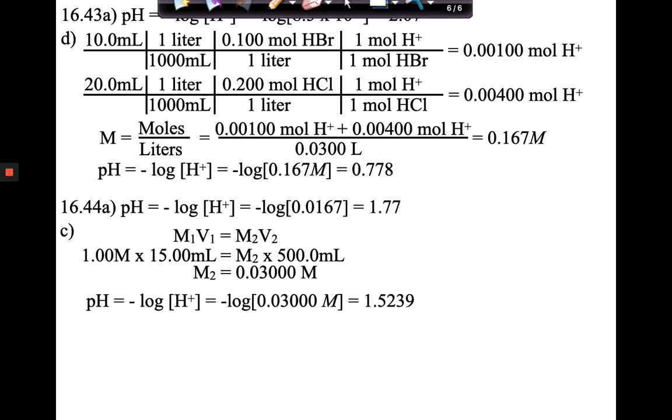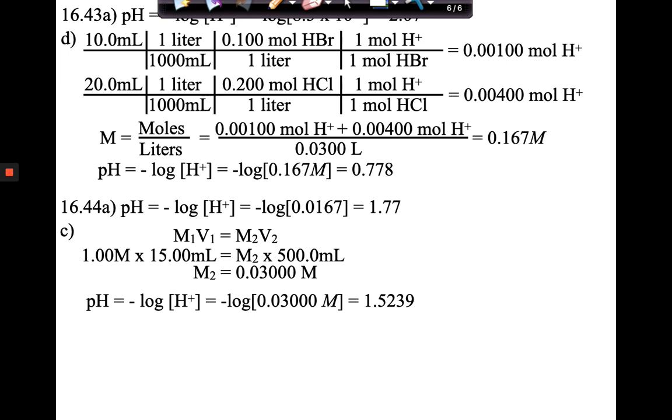So we understand that fundamentally, if something's a strong acid, it completely breaks apart, right? And when it completely breaks apart as an acid, it's completely releasing protons. And then those protons bind to water and they make hydronium. So, with that said, looking at number 43, it says find the pH of a solution that is made of 10 milliliters of 0.1 molar HBr, that's a strong acid, and 20 milliliters of 0.2 molar HCl.